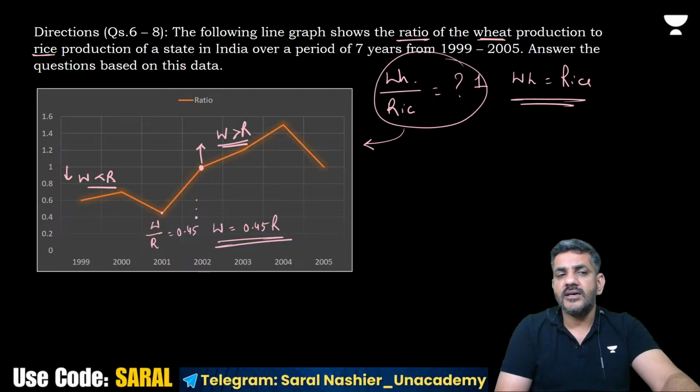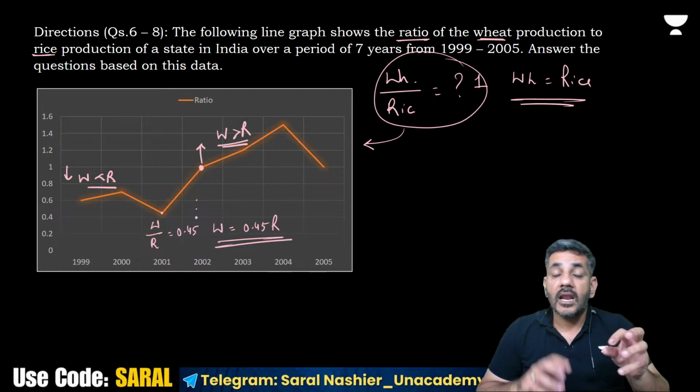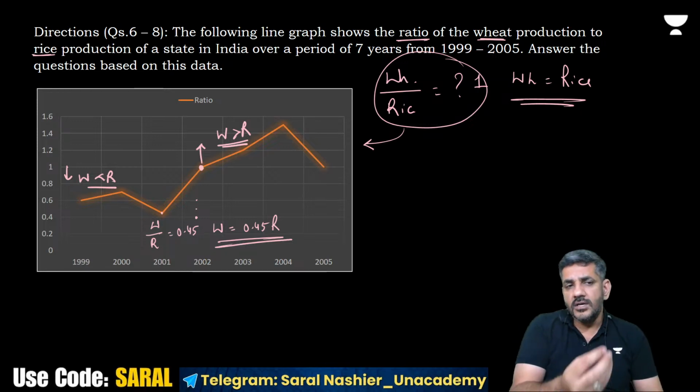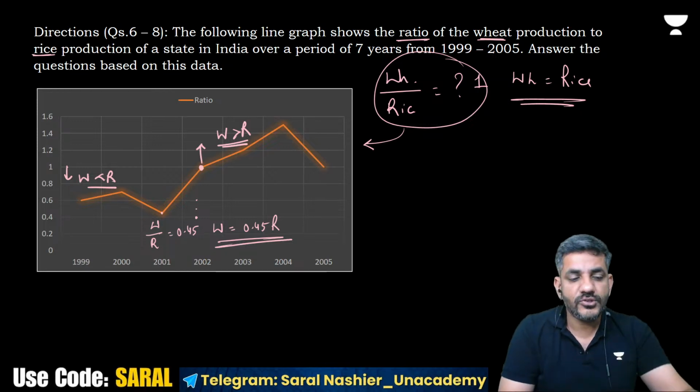This is the only data, but this time, as I told you, the line graph will not always give you the exact value. Sometimes line graphs will give you ratios like this as well, which I'm showing you on the screen. Try the first question from this.